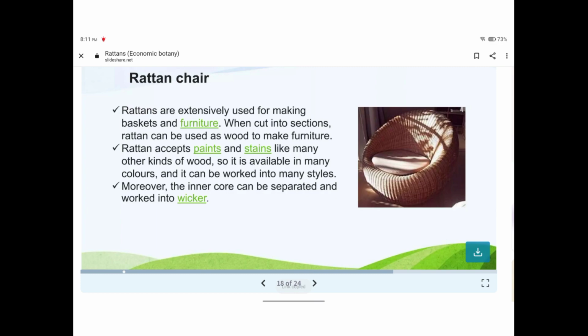It means that because it can accept paint and stains like many other kinds of wood, it is available in many colors. Because it can absorb so many colors, it is available in different kinds of colors for whatever style one needs. Moreover, the inner core can be separated and broken into weaker strands.